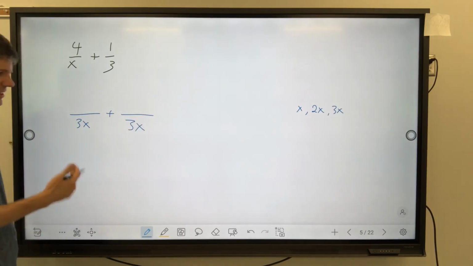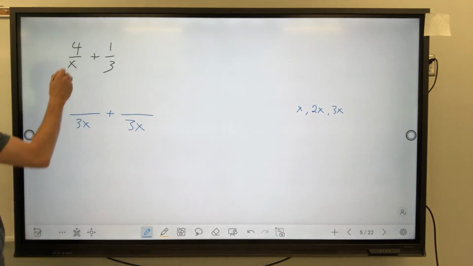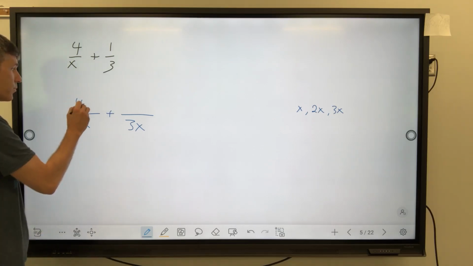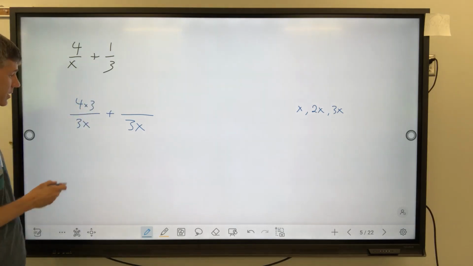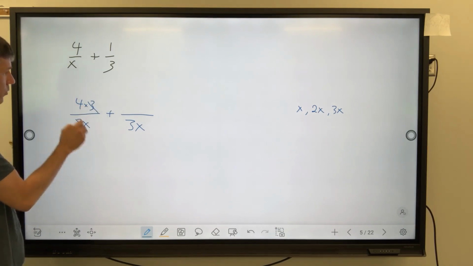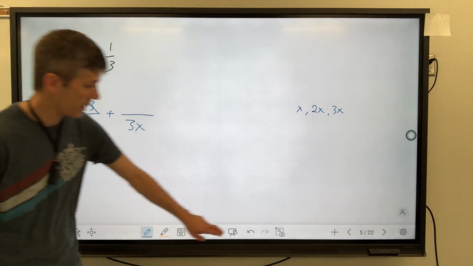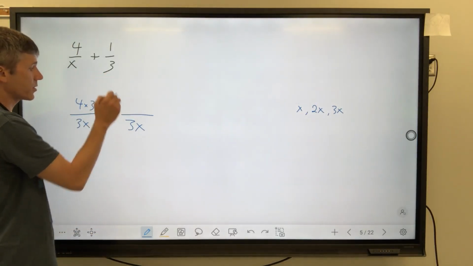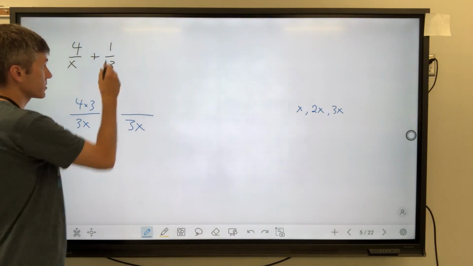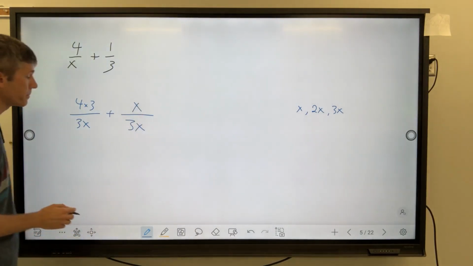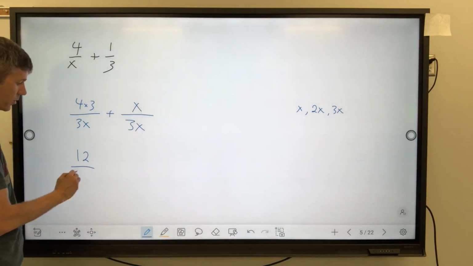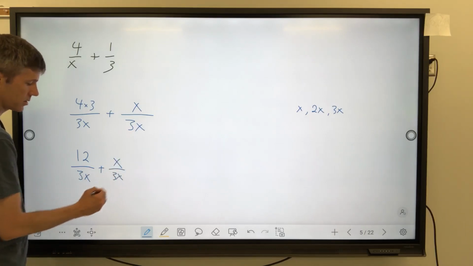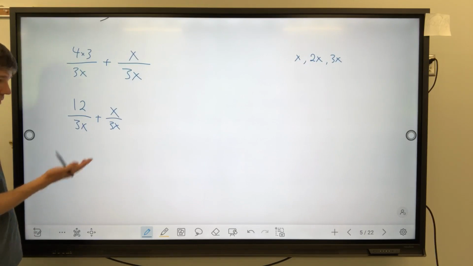3x. Okay, so now things get a little bit tricky. How do I turn an x into a 3x? Like, what would I do? Well, I'd triple it. Okay, so then 4 times 3. Now, if you want to get technical, you could say, I could cancel this 3 with this 3, and I have 4 over x. You sure could, but again, you'd be working backwards. Please don't do that. Not worth it. 3 turns into 3x by multiplying by x, so then I have 1x. Okay? All right, so I have 12 over 3x. Don't reduce it. And I have x over 3x. Don't reduce it.